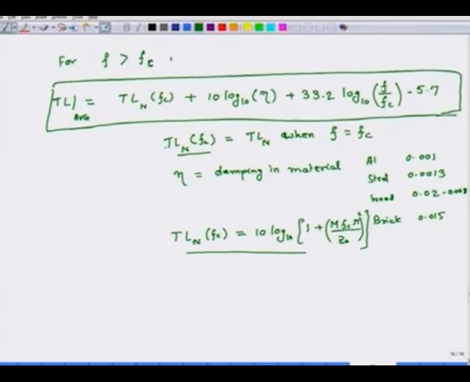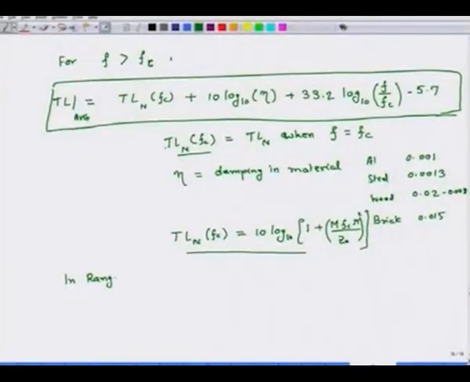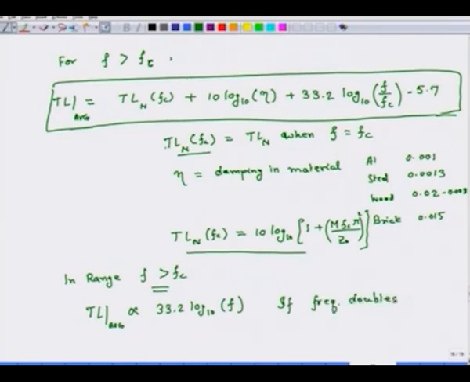One thing important to note here is that if I am exceeding the coincident frequency, then in that range, if I double my frequency, T L average is proportional to 33.2 log 10 of f. So, if frequency doubles, then T L goes up by 10 dB, because if I have 2 f here, log of 2 is 0.3 multiplied by 33.2, I get 10. So, if my frequency doubles above and beyond coincidence frequency, then I get 10 dB extra.